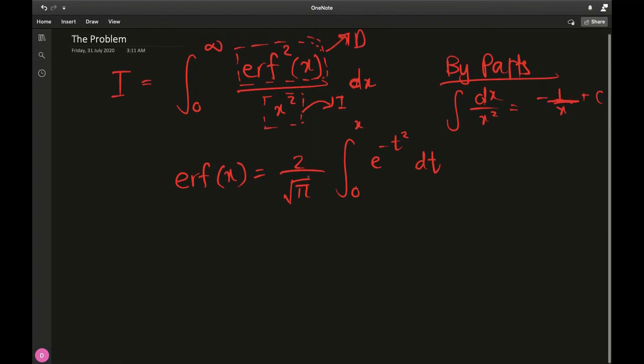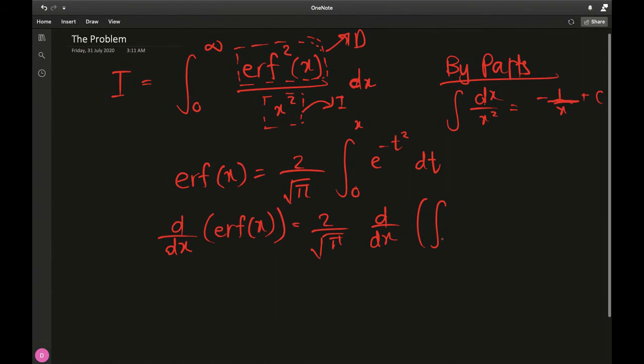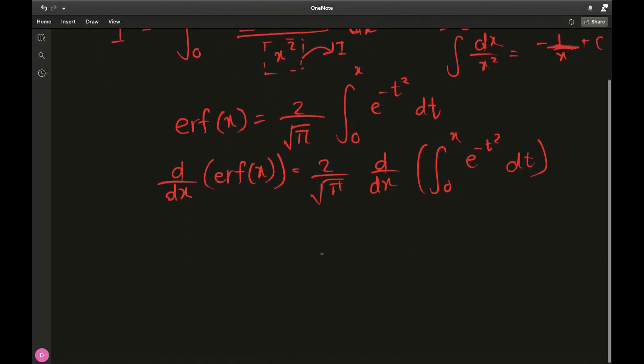But if we're going to differentiate the numerator, we need to find the derivative of the error function. So the derivative with respect to x of the error function of x is naturally 2 over square root of pi times the derivative with respect to x of the integral from 0 to x of e to the negative t squared dt. And trust me, this is a really complicated derivative, more complicated than we are actually used to dealing with.